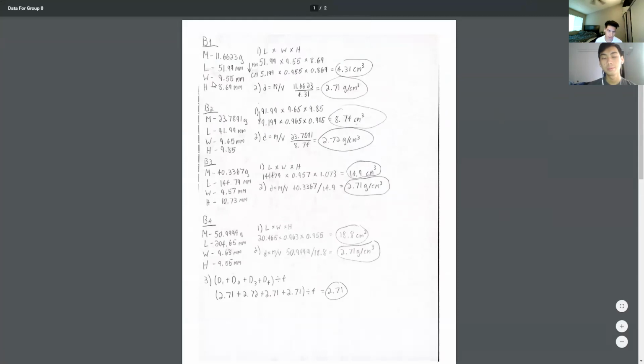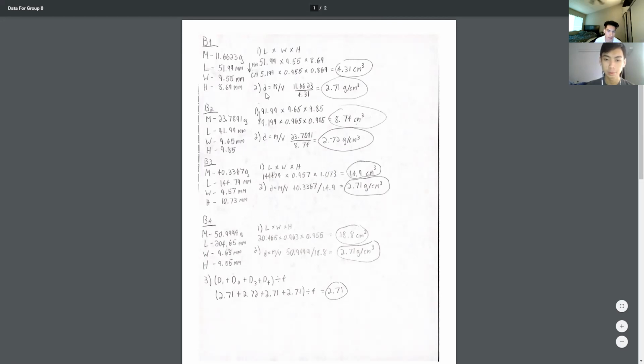So for number 1, how I calculated the volume is I used the data that was given, and the formula is going to be length times width times height. And I converted millimeters to centimeters for all of them, because density is going to be measured in grams per centimeter cubed. So in order to do that, you have to divide each number by 10, and that basically just moves the decimal place over one to the left. So when I did the multiplication, I get 4.31 centimeters cubed for the first one.